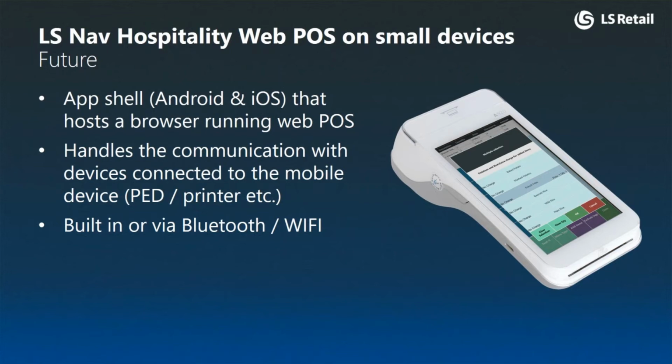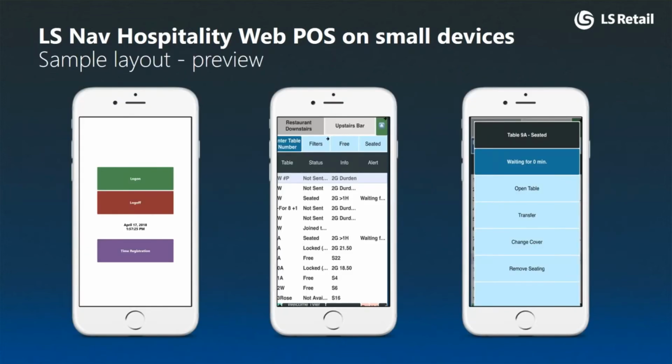And with this App Shell, the operators will get a complete mobile story, making it possible to take orders at the table, send to the kitchen, and then finally handle all the payments at the table. All the demo layouts that we currently have in our demo data at LS Retail are targeted towards larger screen sizes for tablets or stationary POSs. But we are also working on creating new layouts that will fit on smaller devices. And here's a sample of how it can look. But note that these are prototypes and might change in the future.